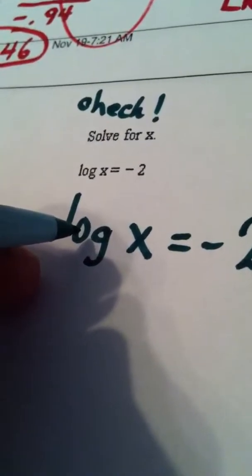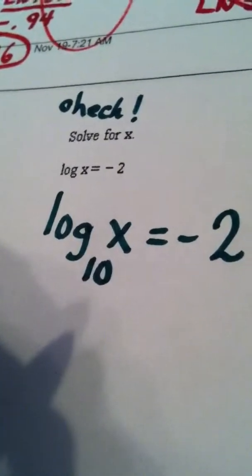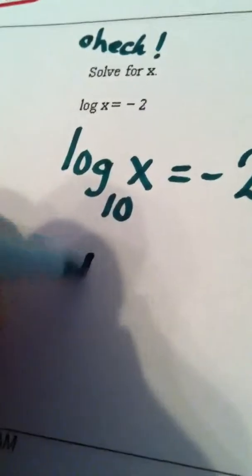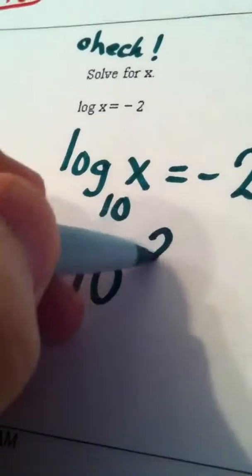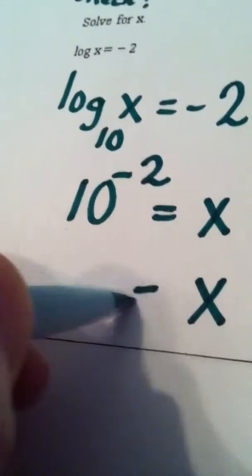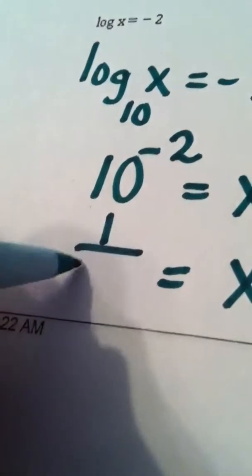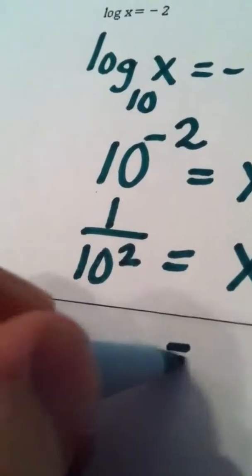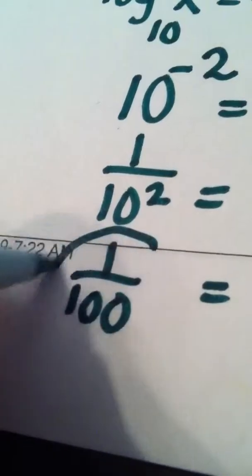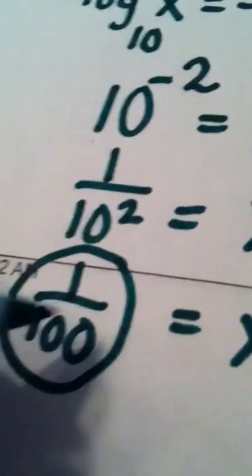Remember, when you see the common log, you're automatically seeing base 10. So when I convert this into exponential form, this is going to say 10 to the negative 2nd power is equal to x. And remember, negative exponents take reciprocals, so 10 to the negative 2nd is 1 over 10 squared, which is the answer 1 over 100, or as a decimal you could write 0.01. But 1 over 100 is fine.